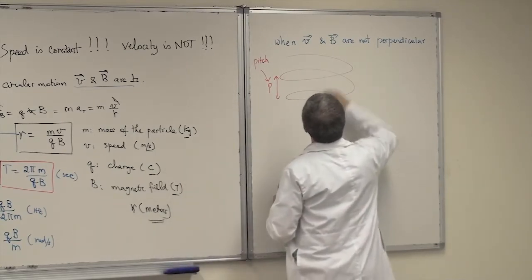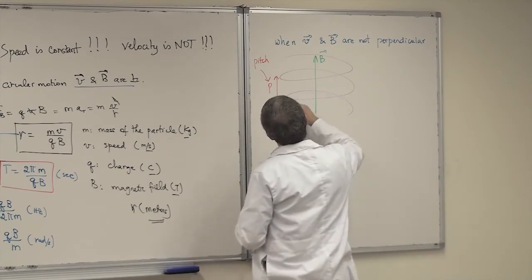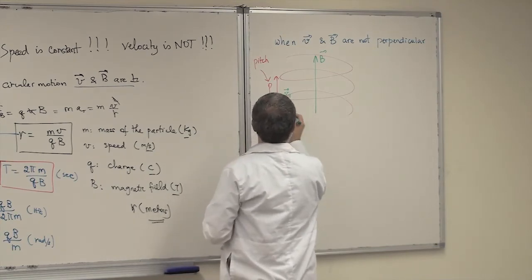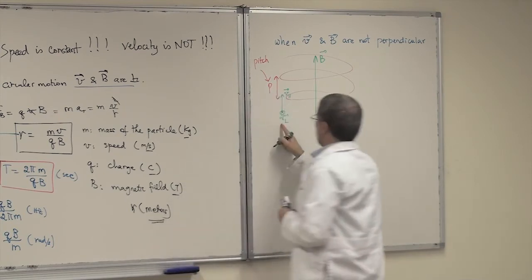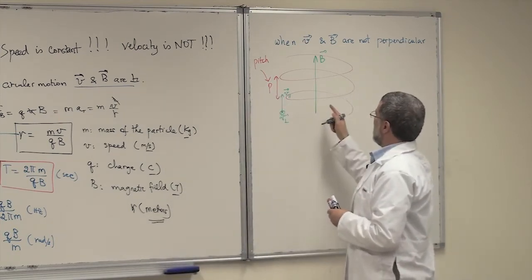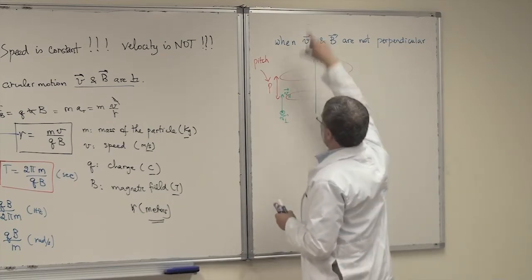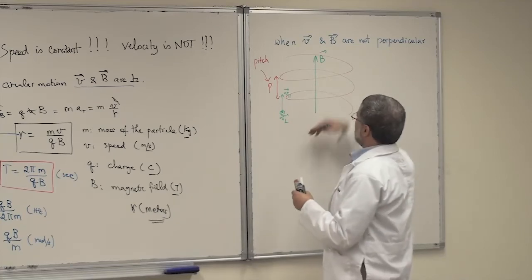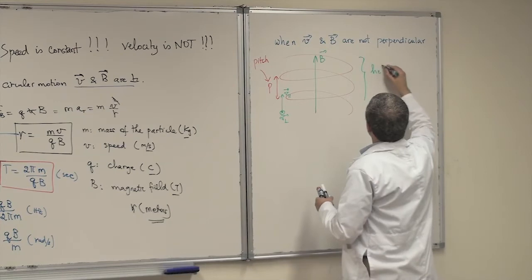So this is my B, and I have two velocities. One which is parallel to B, and one which is perpendicular to B. I'm going to draw it inside. Okay, V perpendicular. The V perpendicular to B will give you the rotation, and the V parallel will give you the translation of this circular motion. Actually, it's circular in the plane, and it is moving up. So we call this one helical motion.